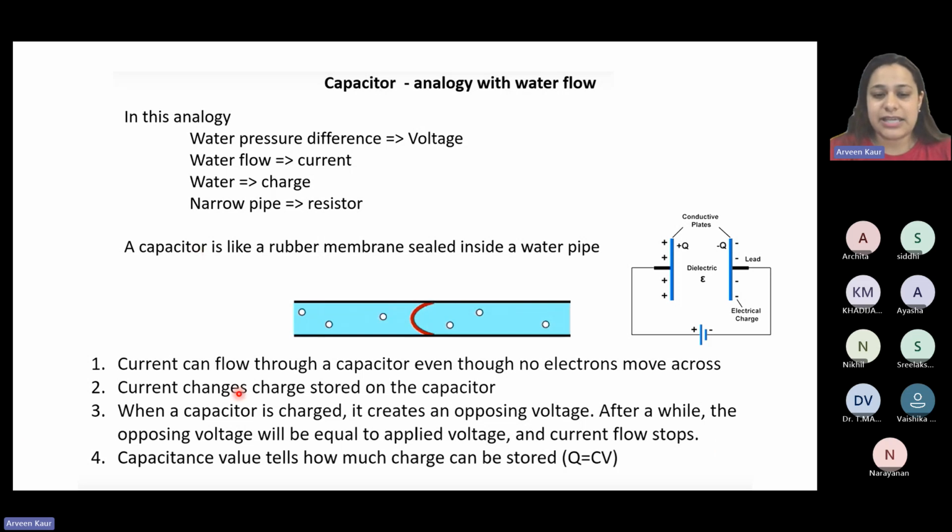And this capacitance tells us the value of how much charge can be stored, right? That will be dependent on this dielectric, right? For instance, it could be possible that 6 volt of charge can be stored, or 9 volt of charge can be stored, right?